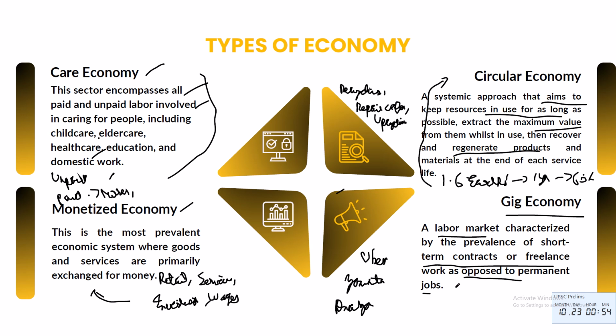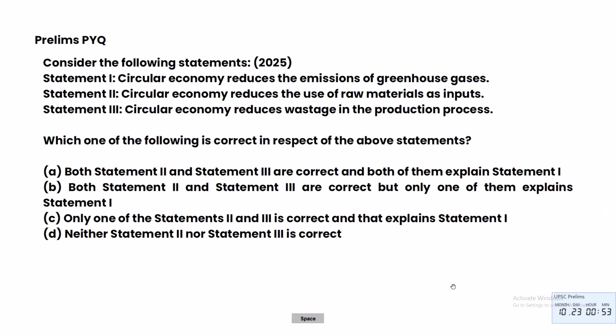So according to the NITI Aayog report, India had approximately 7.7 million gig workers in 2020-21, expected to reach 23.5 million by 2029-30. This shows how valuable this gig economy is, how it contributes towards society. So hope you guys understood the different types of economy. Now let's look into one PYQ which was asked in 2025.